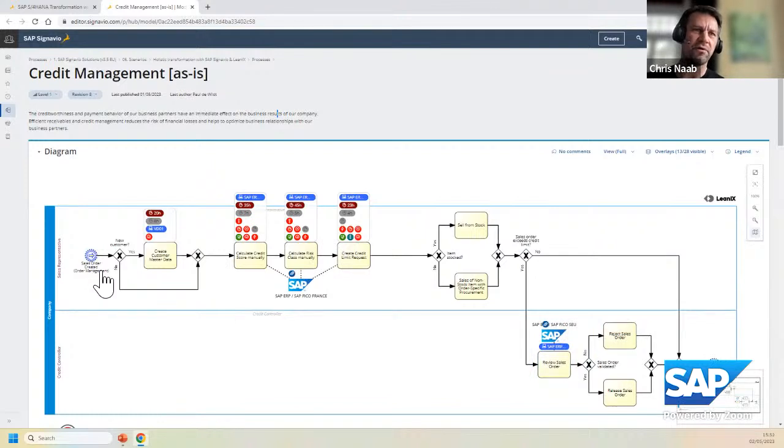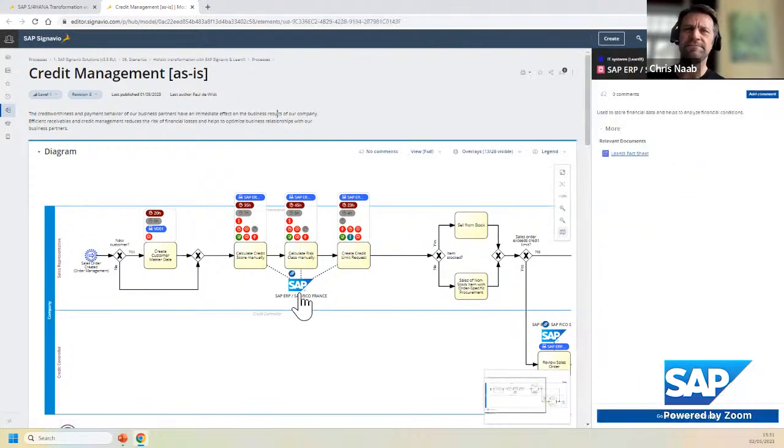So it starts when a sales order is created, order management is initiated, we create customer master data, and then we have 3 steps here. A credit score is calculated manually. A risk class is assigned, and then the credit limit request is initiated. And we see all of that is done by an application that's underneath. If we click on that, we see it's a SAP ERP, a FICO system, FICO in France, so a specific instance of an application.